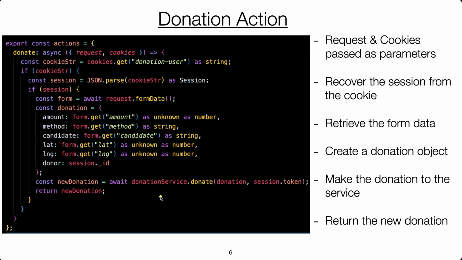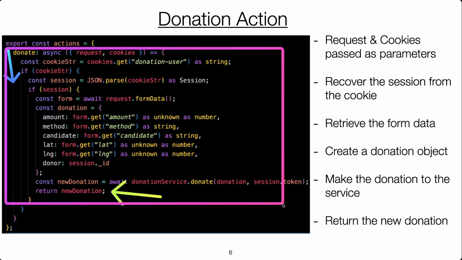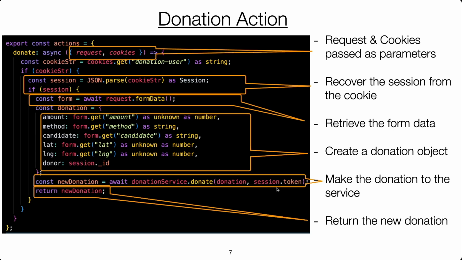One of the things we are doing is we're returning the new donation as the value of this entire function. So this entire function is returning a value, and it's the new donation we have just made. So this is the breakdown of it there. The request and the cookies come in, we recover the cookie, we get the session, create the donation object, make the donation, return that new donation.